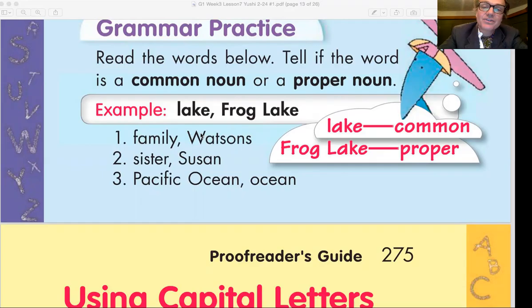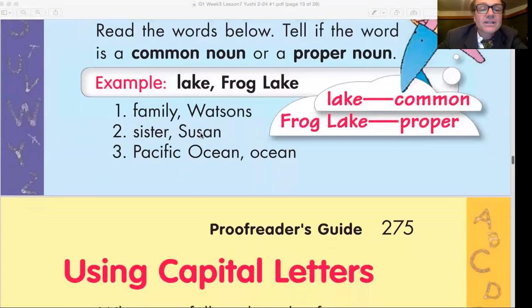But sometimes you have to do it the other way around, and you have to say, if you're writing, oh, that's a proper noun, and you have to capitalize it. Or if it's a noun that's not proper, if it's a common noun, no capital, right? So these, let's just look through here. We just kind of did this out loud, but let's just remember. Let's underline the proper nouns, right? Family, nope. Watsons, yep, that's a proper noun.